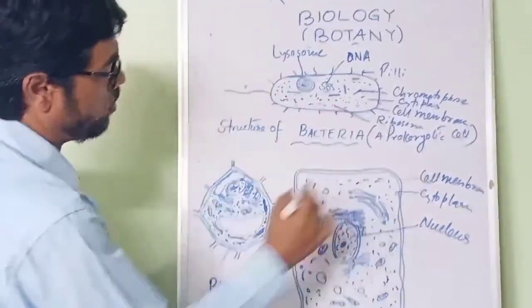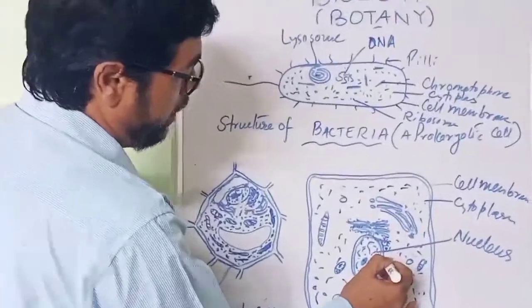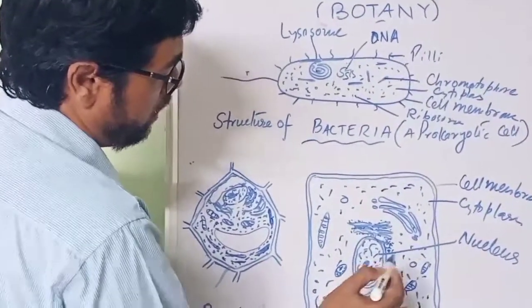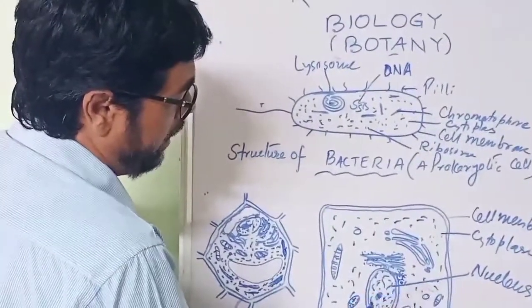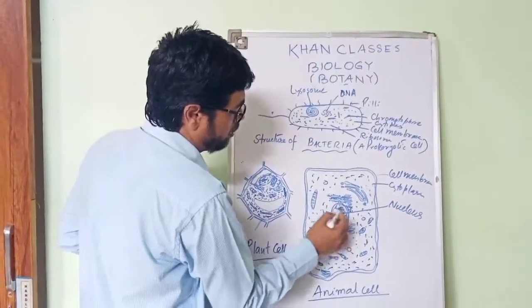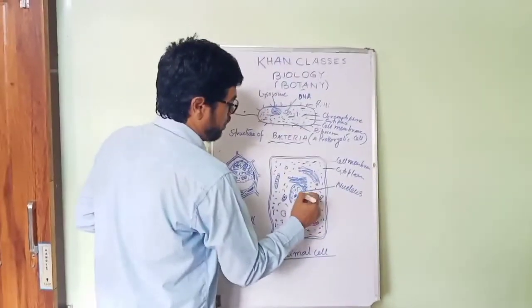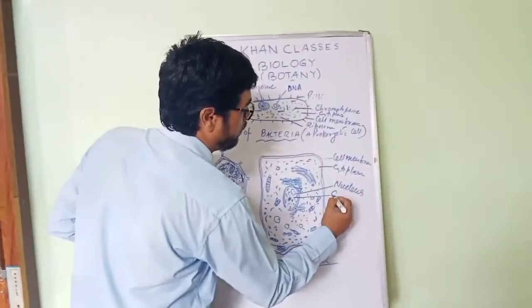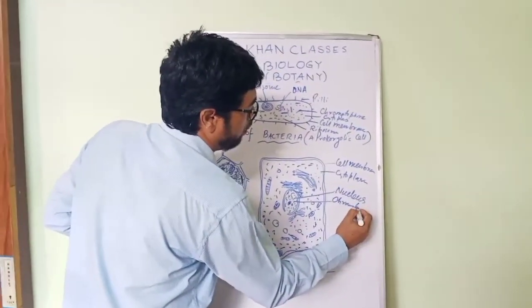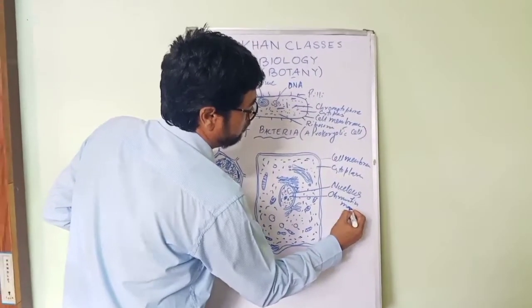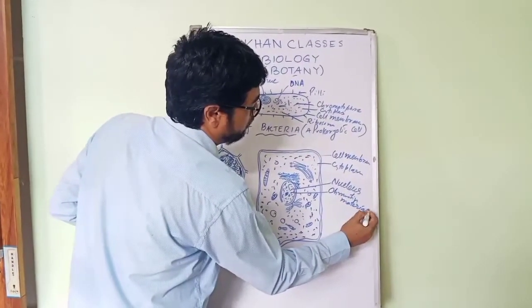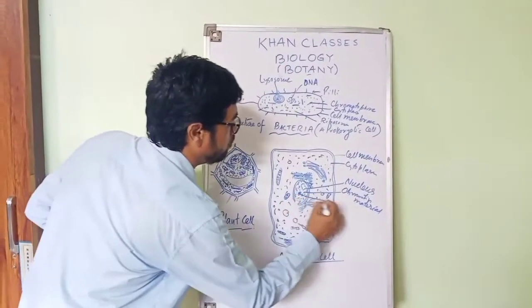The nucleus has four components. This is called the nuclear membrane. Then you will find nucleoplasm. Then it is called the nucleolus. Then you will find the nuclear material, which is called the chromatin material. These four components are there. This is called chromatin material, or you can call it the chromosome later. This is the nucleolus.